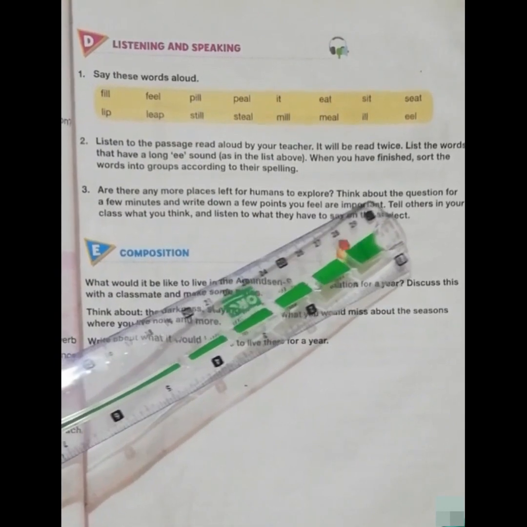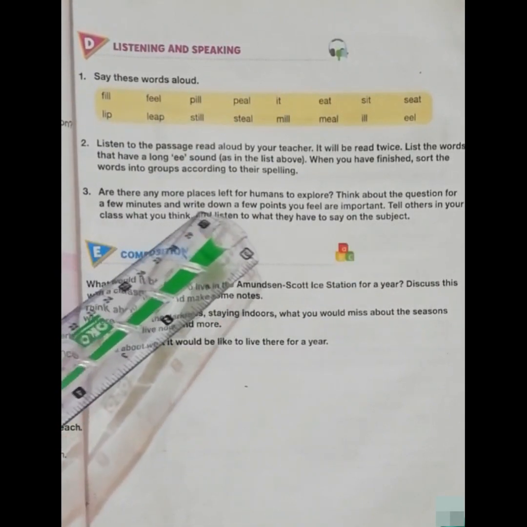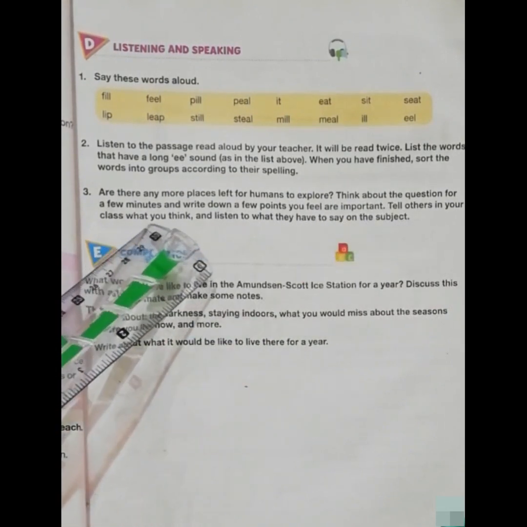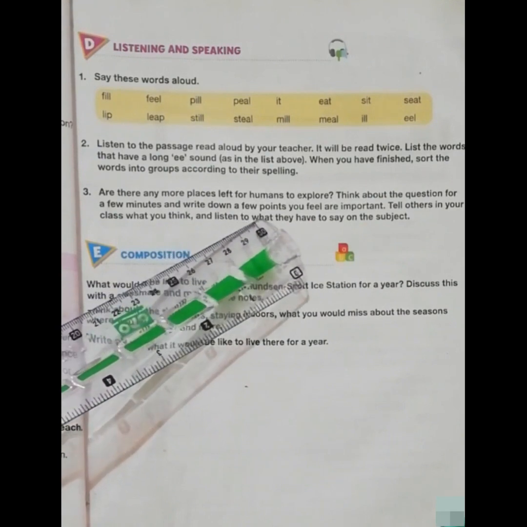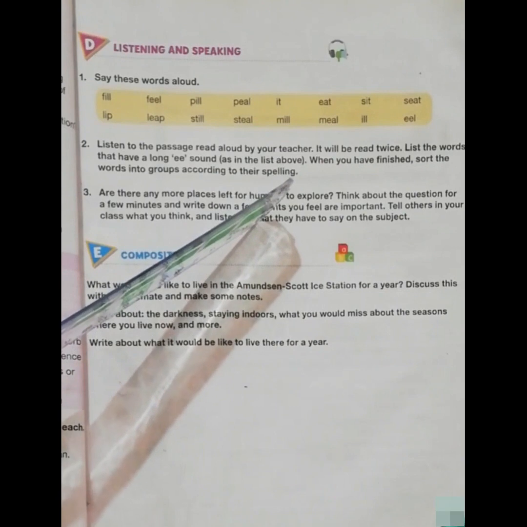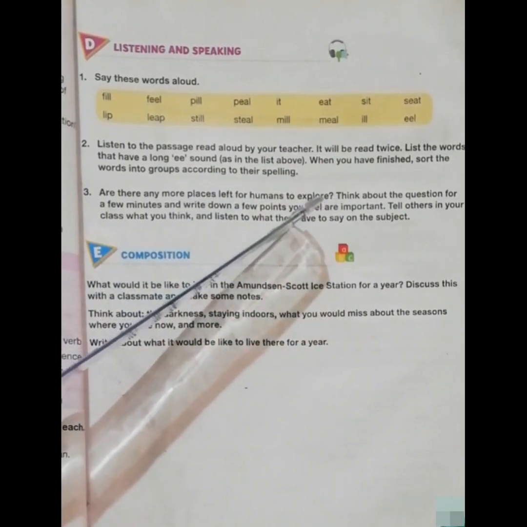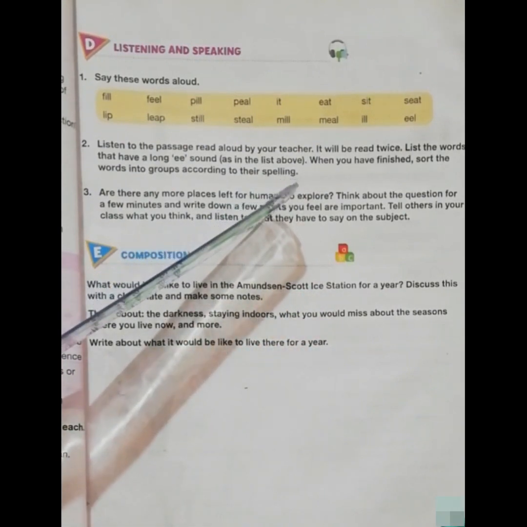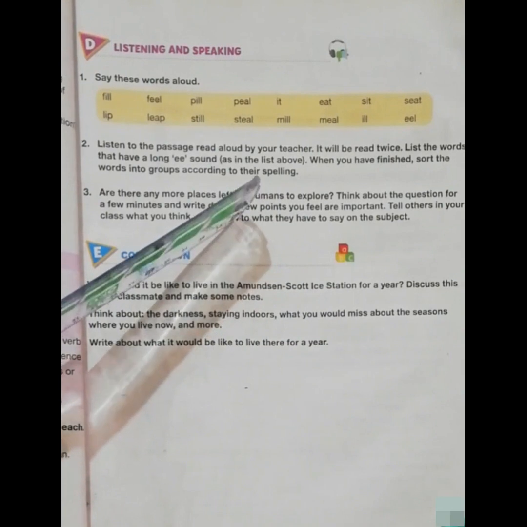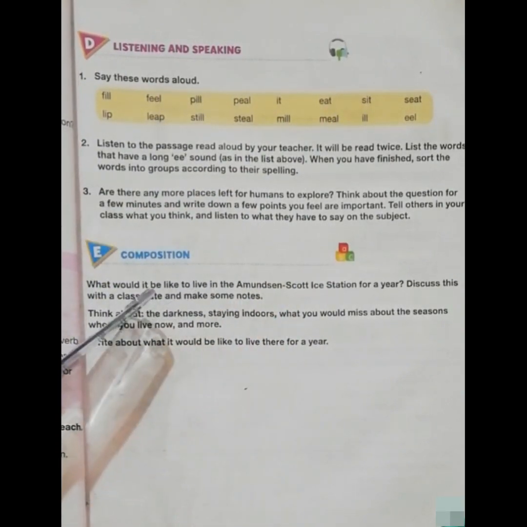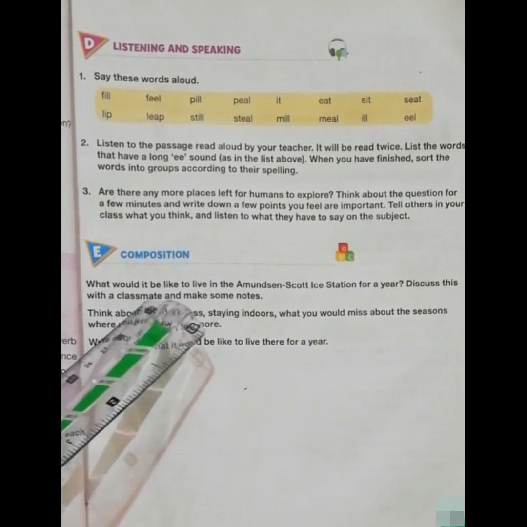So are there any more places left for humans to explore? This is the next question. Think about the question for a few minutes and write down a few points you feel are important. Tell others in your class what you think and listen to what they have to say on the subject. So this is your creative activity, and you are going to share your thoughts, your feelings, your expressions with your friends, with your siblings, with your family also. So this is your own task.